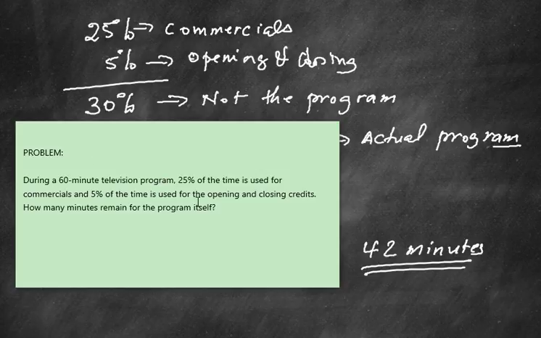So we see that if we use 25% of the time and 5% of the time, we have used 30% outside of the program itself. So we have to reduce that from the 100%, get 70%, and take 70% of 60 minutes. This is just 42 minutes for the actual program.